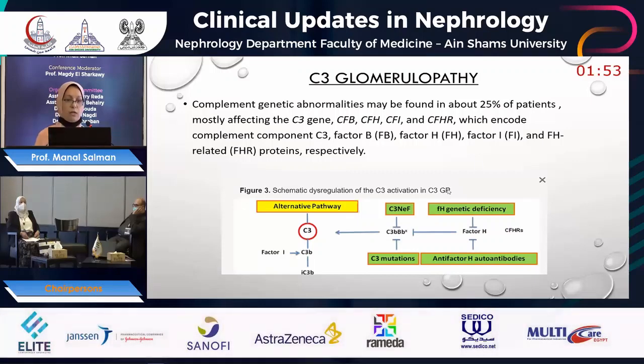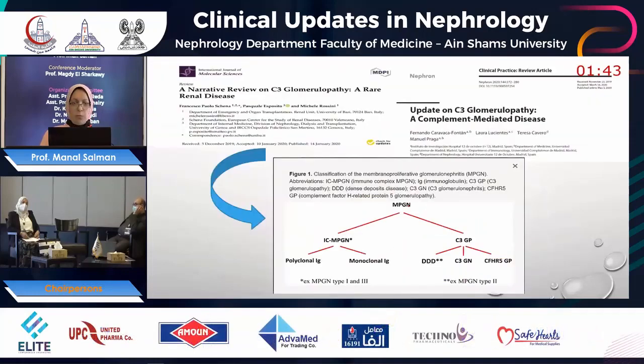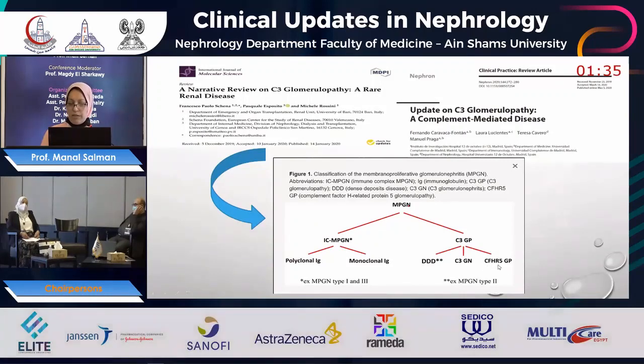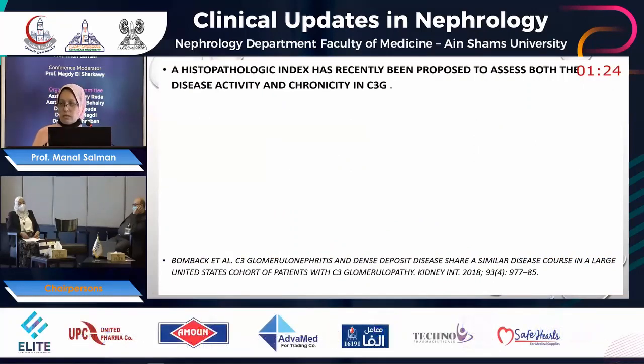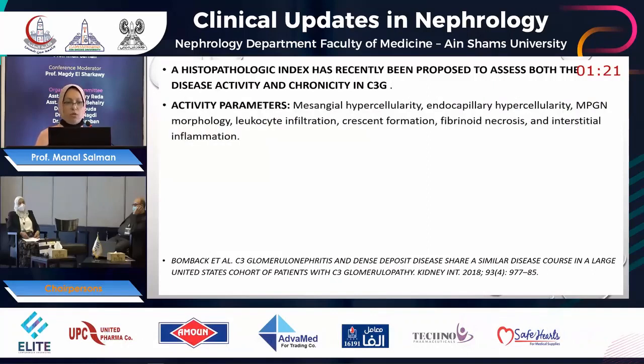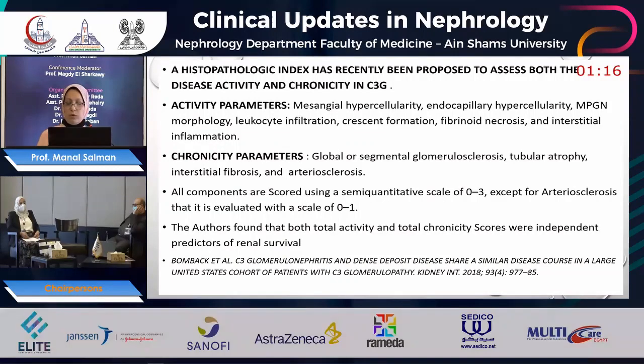الفكره كلها ان دلوقتي في C3 glomerulopathy ابتدى يتعمل برضو genetic studies، والgenetic studies دي recommended دلوقتي انها تبقى incorporated في الباثولوجيكال ريبورتنج. وكمان بوجود genetic mutation معين موجود في الفاميليز اللي هو اسمه CFHR5، حطوه كمان دلوقتي في كاتيجوري لوحده لان ده بيحصل في الفاميليز. الحقيقه عملوا له histopathological index recently proposed علشان يعمل assessment of both disease activity and chronicity in C3 glomerulonephritis بمجموعه من الاكتيفيتي والكرونيستي parameters.